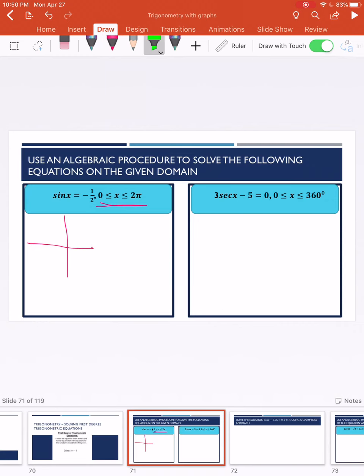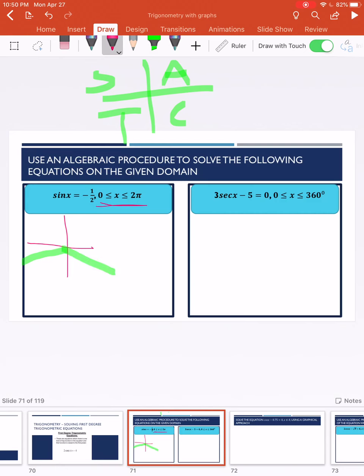So we know that sine is negative. If I use the CAST rule, I know the sine ratio is negative in quadrant 3 and quadrant 4, so I'll draw that out. So I know that those are where my angles would be. I could also use my unit circle. Your unit circle is super helpful and you can go through the problems really quickly.